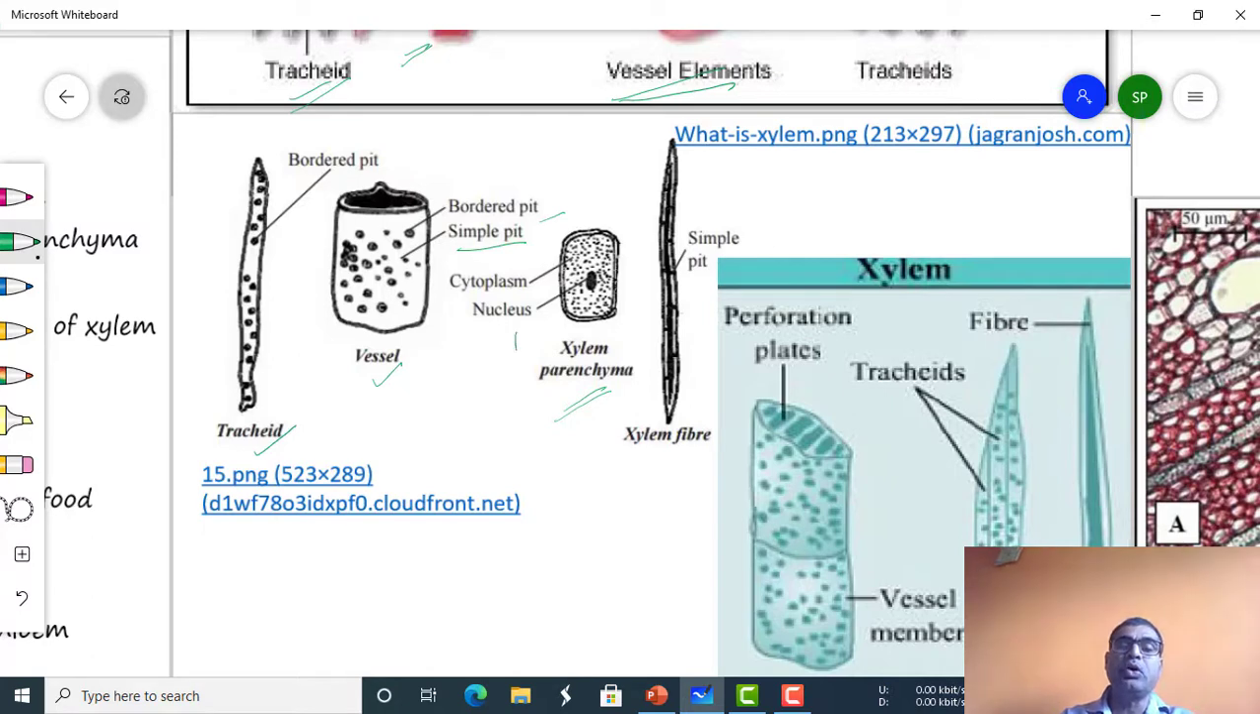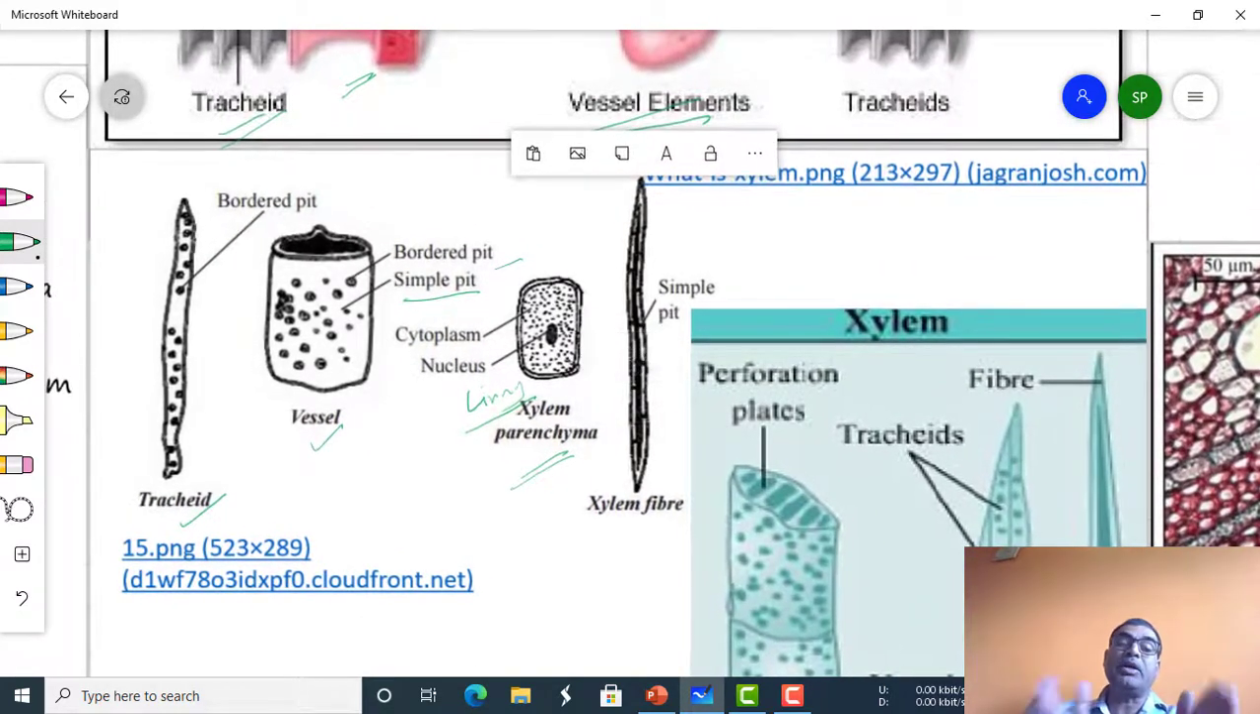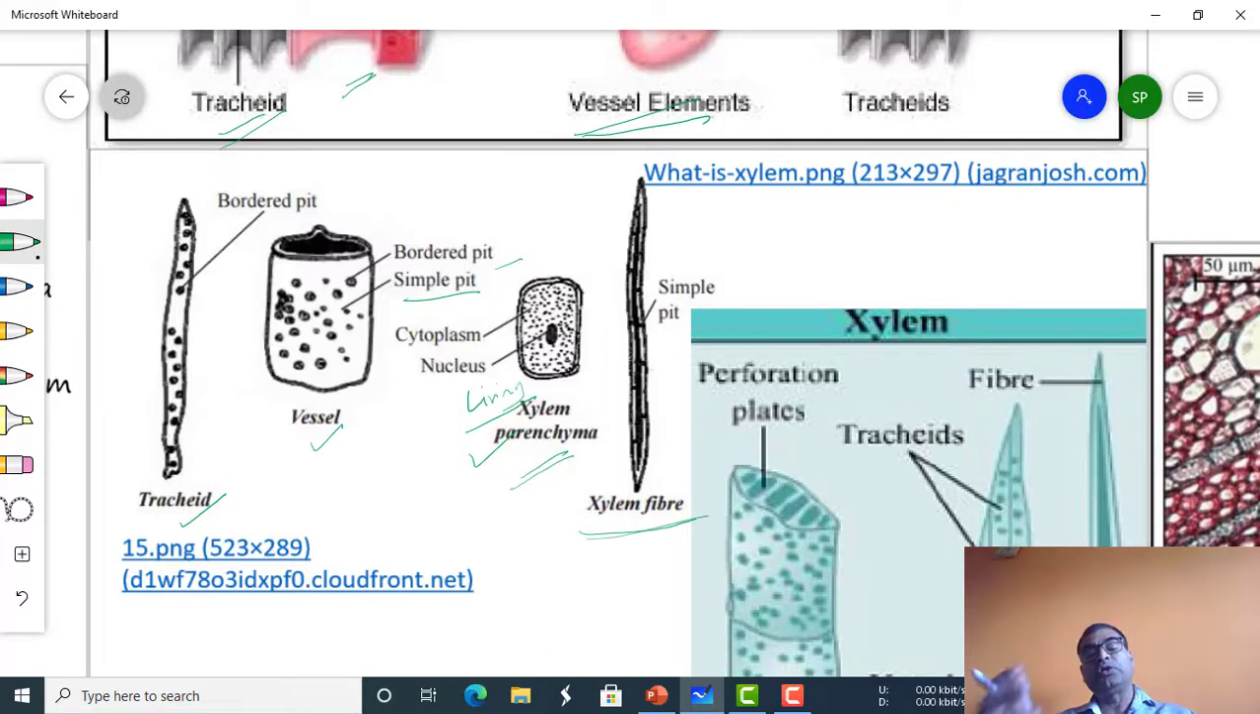This is the only living element present in the xylem. Actually, the parenchymatous cells which are living and associated with the xylem are called xylem parenchyma. Then this one is a fiber. The fiber is an element of the sclerenchyma. Sclerenchyma is divided into fibers and sclereids or stone cells. These fibers which are associated with the xylem elements are called xylem fibers.